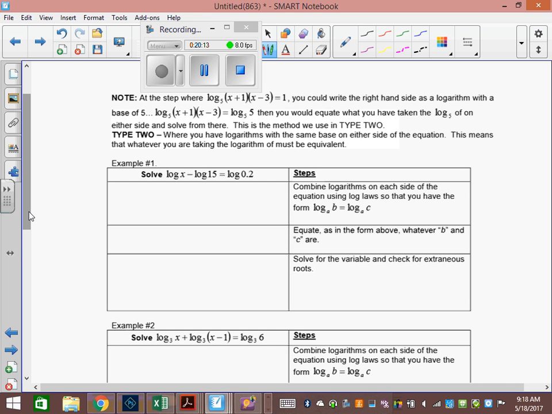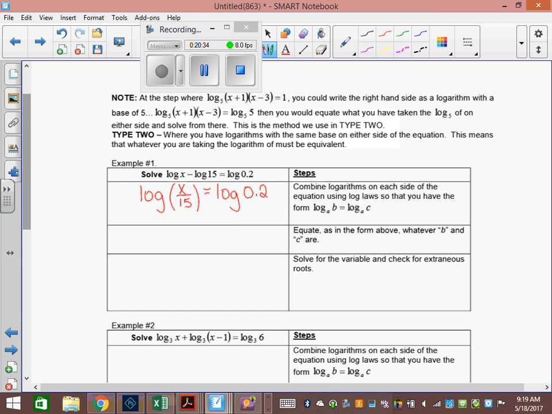If you just have logs, you could combine this side and you can go log x over 15 because they both have positive and negative ones in front. If they didn't, they'd expect you to bring them up as the exponent, which is probably more so what they'd give you. And it equals log of 0.2.